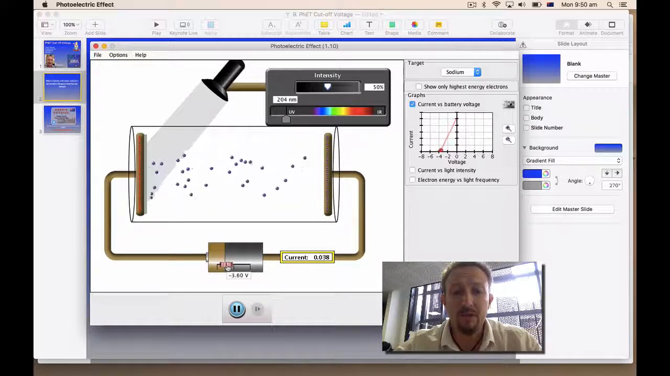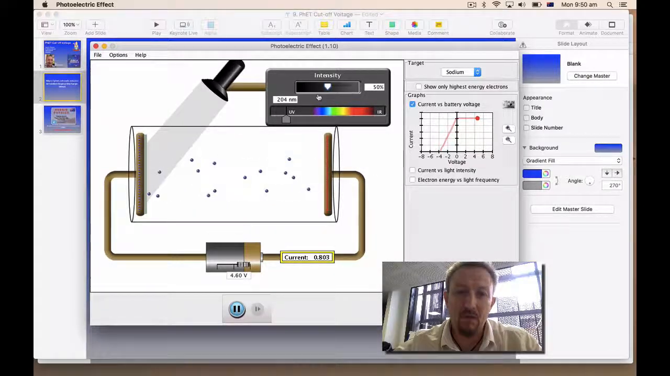Now if I go in the opposite direction, an increase in voltage doesn't produce any increase in current. They're still all moving because the light intensity and the wavelength are such that only a certain number of electrons are going to be emitted. So I'm still getting a current of 0.803 microamps. Look at the curve that's been generated and relate that to the curve that I showed you in the previous video.